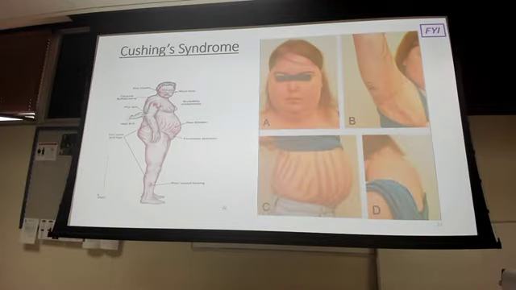So here's what Cushing's syndrome and disease looks like. You got the moon facies, red cheeks, buffalo hump, that fat pad in the back, thin skin, thin arms and legs, striae, all kinds of things.